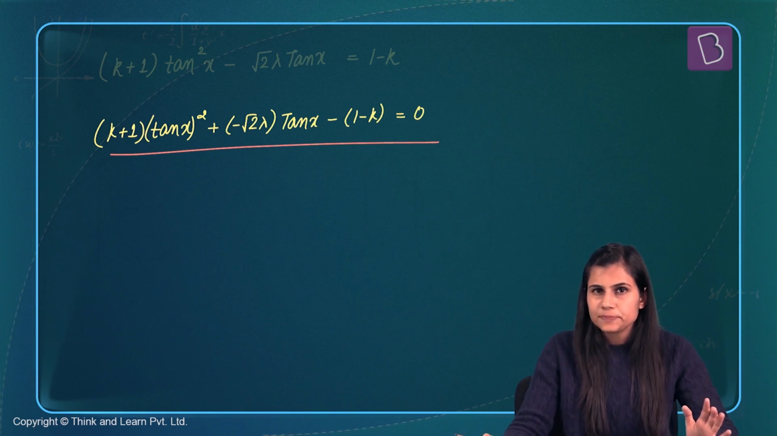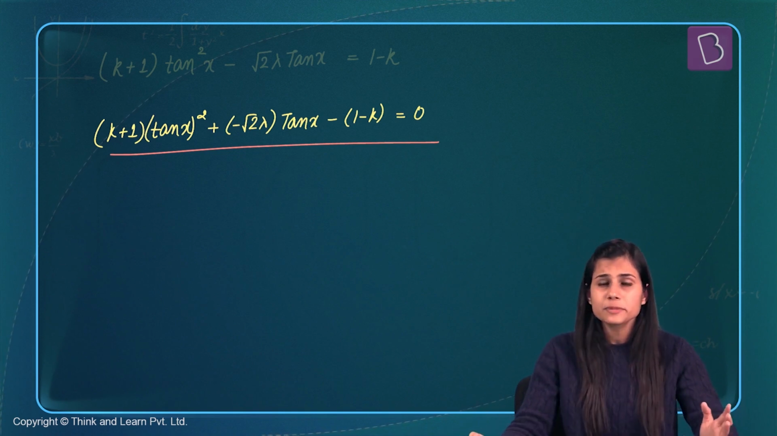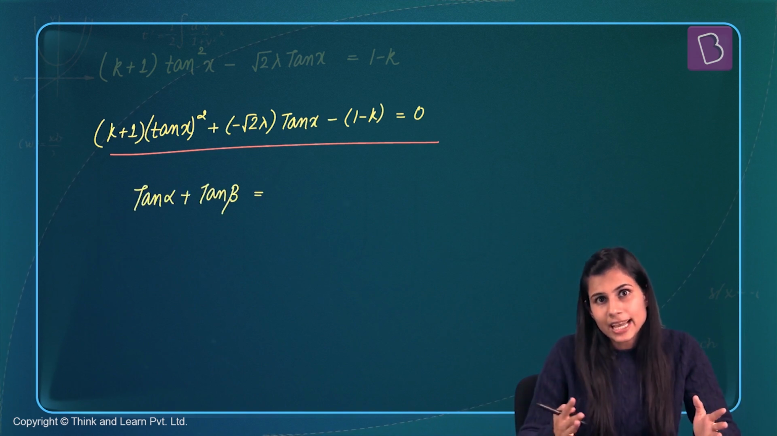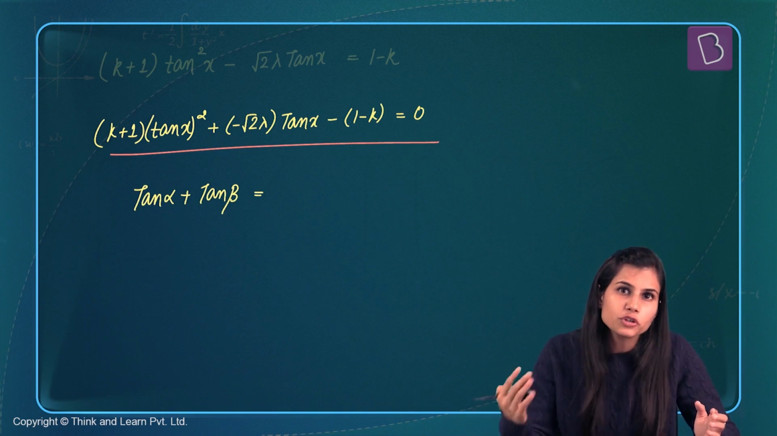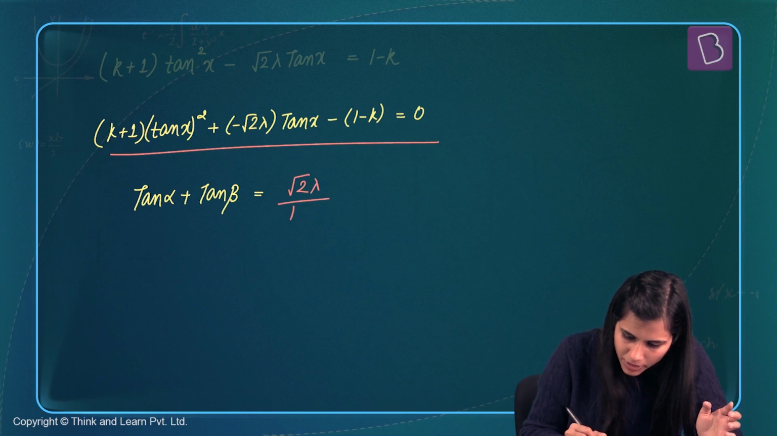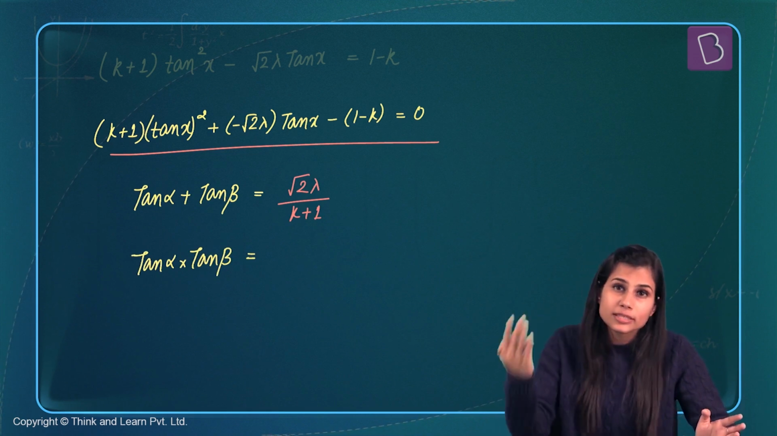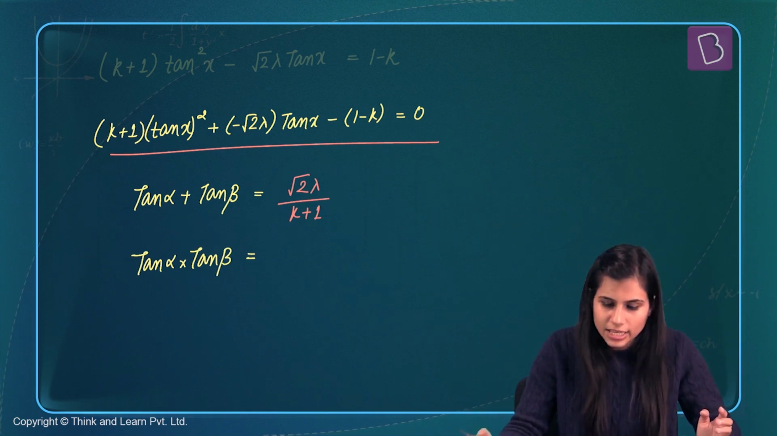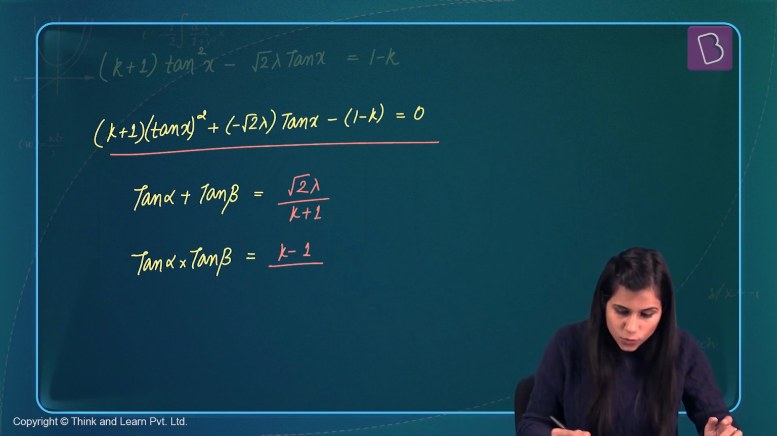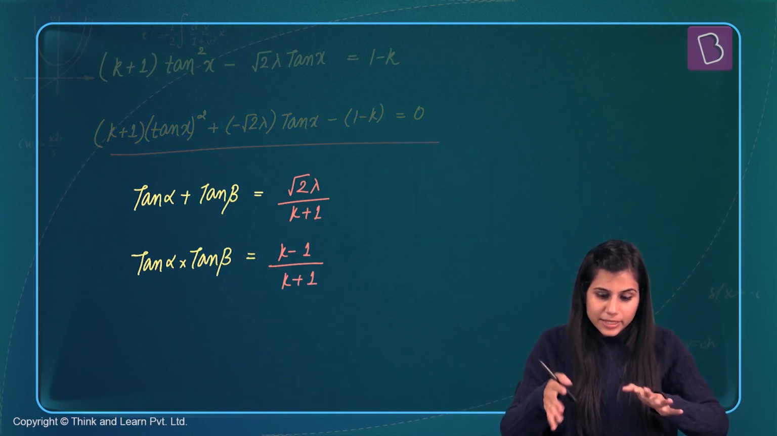The moment I have that, I recall the relationship between the zeros and the coefficients of a quadratic equation, which gives me the sum and product of the roots. So the sum, tan alpha plus tan beta, is minus the coefficient of tan x upon the coefficient of tan square x. That gives me root 2 lambda upon k plus 1. And what about tan alpha into tan beta, the product of the roots? It is the constant term upon the coefficient of tan square x. The constant term is minus of 1 minus k, that is k minus 1, upon the coefficient of tan square x, that is k plus 1.